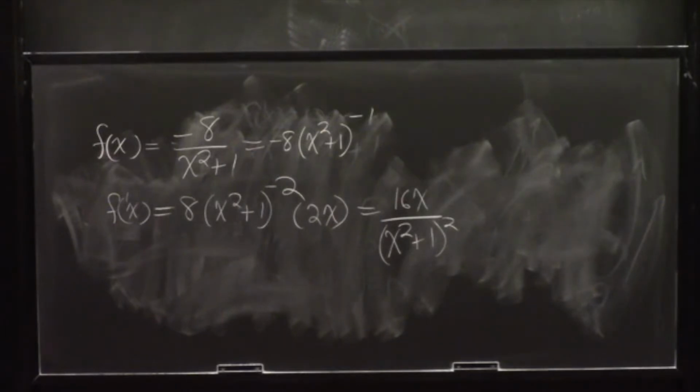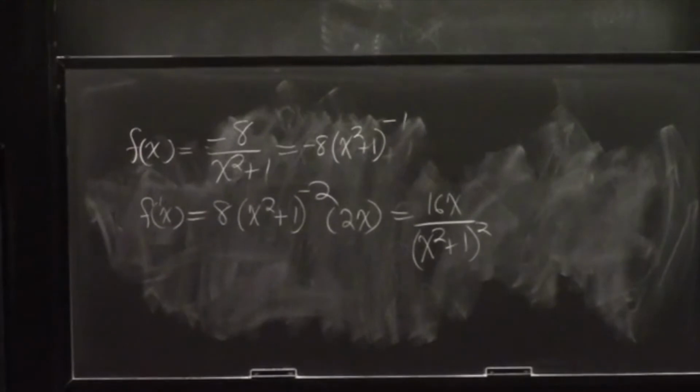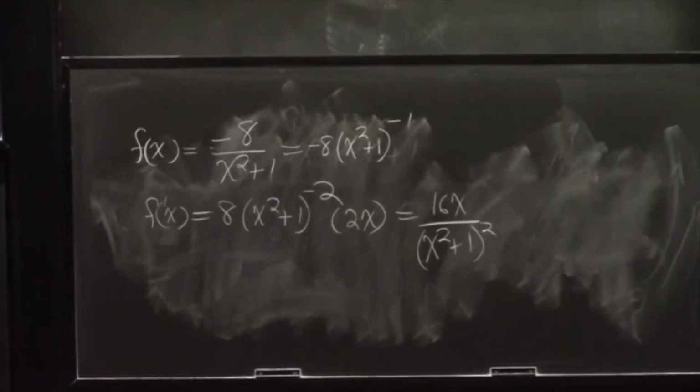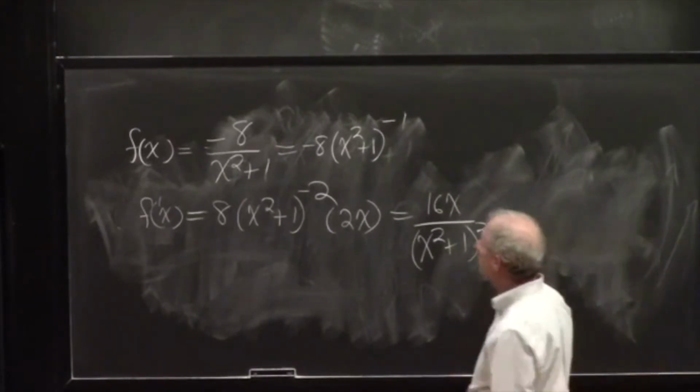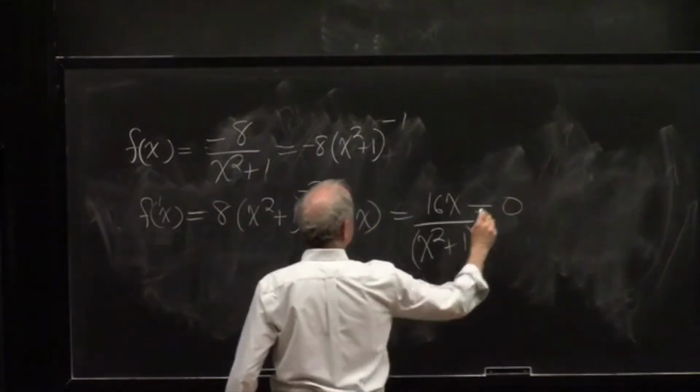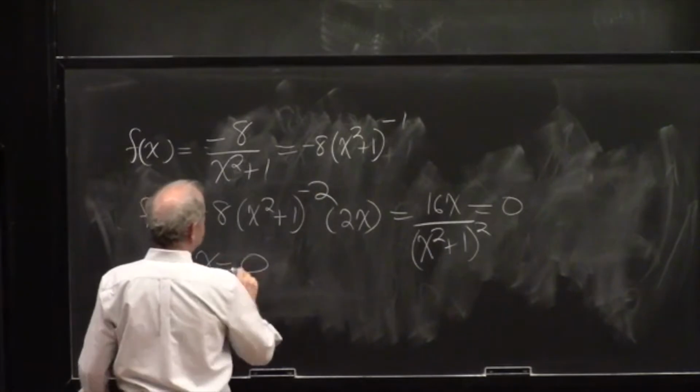And now we're going to need to find critical values, like where is that 0? Well, x squared plus 1 is always positive, because x squared is always either positive or 0. When x squared is 0, you get 1, otherwise you get a number bigger than 1. So the bottom of this fraction is always positive. So this will only be 0 at x equals 0. So it's the only point you have to worry about.